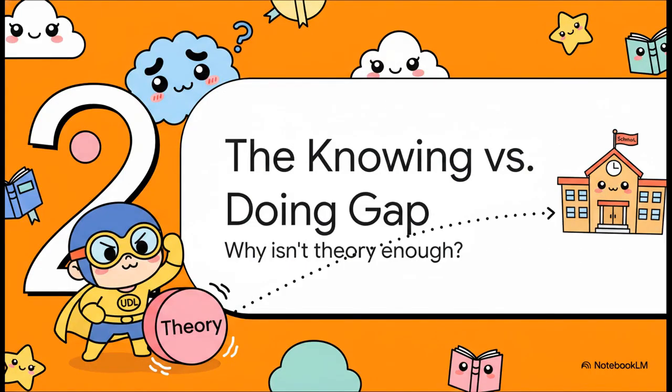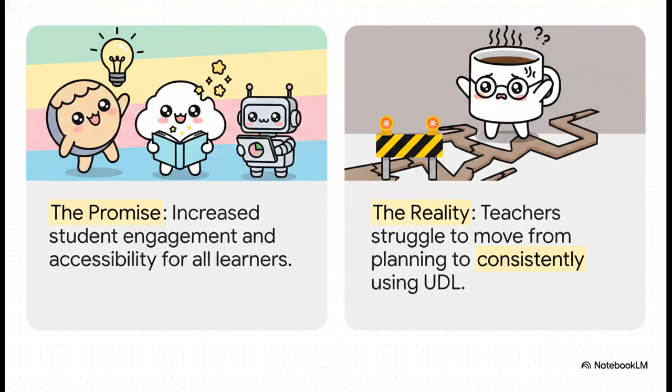Okay, so this all sounds great, right? But here's the catch. This is where things get a little tricky. There's this thing researchers call the knowing versus doing gap. Basically, just because teachers know about a fantastic framework like UDL, it doesn't mean it's actually happening effectively in the classroom day to day. And that right there is the heart of the problem we're talking about today.